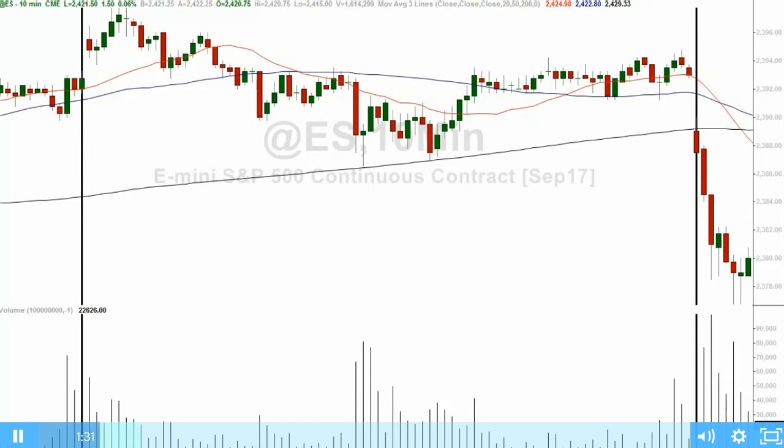Remember, our objective is to find and enter only the highest probability trade setups that we can find. We're on a 10-minute chart, which means that each candle represents 10 minutes of trading activity. So the market opens and you can see it begin trading and it starts going higher.